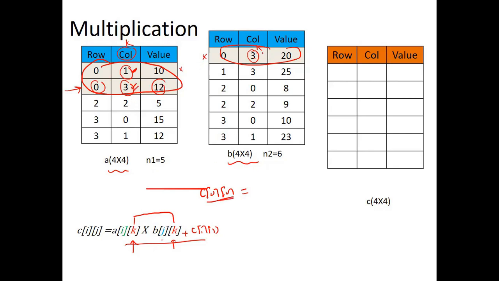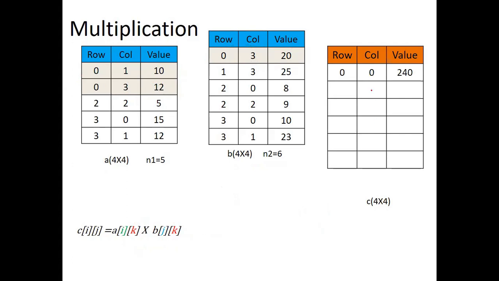The k of this and the k of this matched, so this will be a part of it. Sum00 is initially equal to 0. You will say sum00 is equal to the previous sum00, whatever the sum value was there, plus, because k is matching now, you will multiply this aik and bjk, 12 into 20. So the entry of C00 will come out to be 240. C00 will come out to be 240.